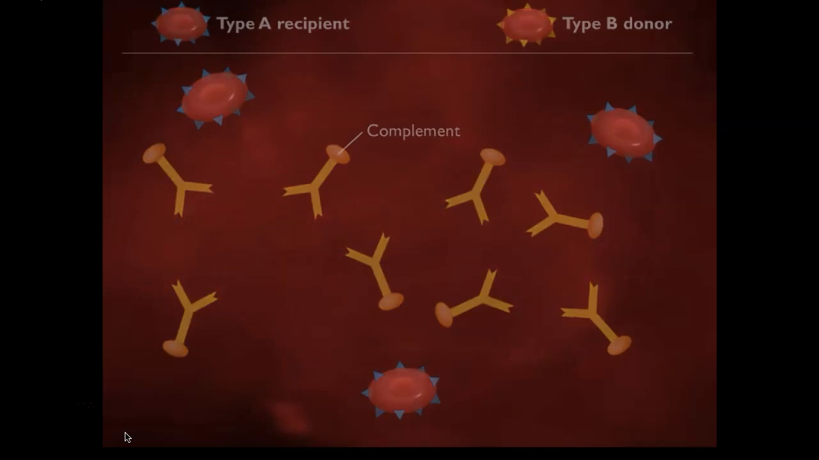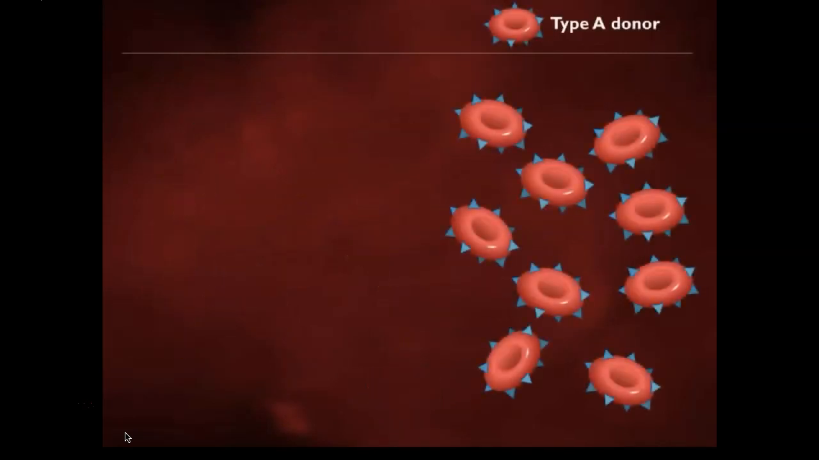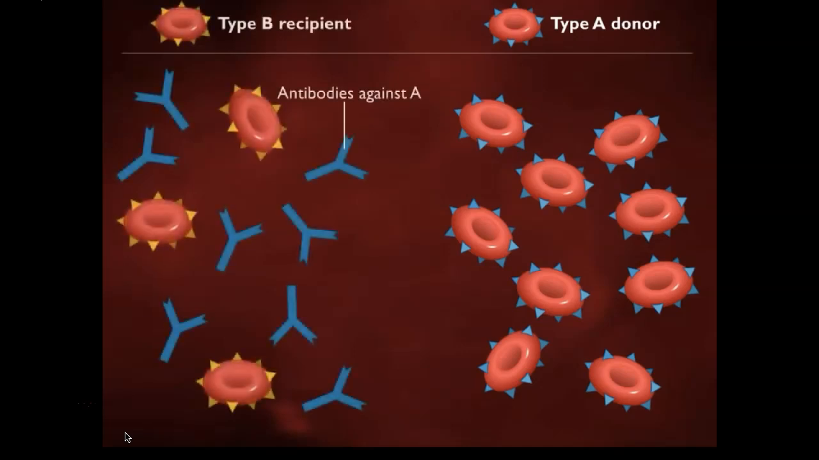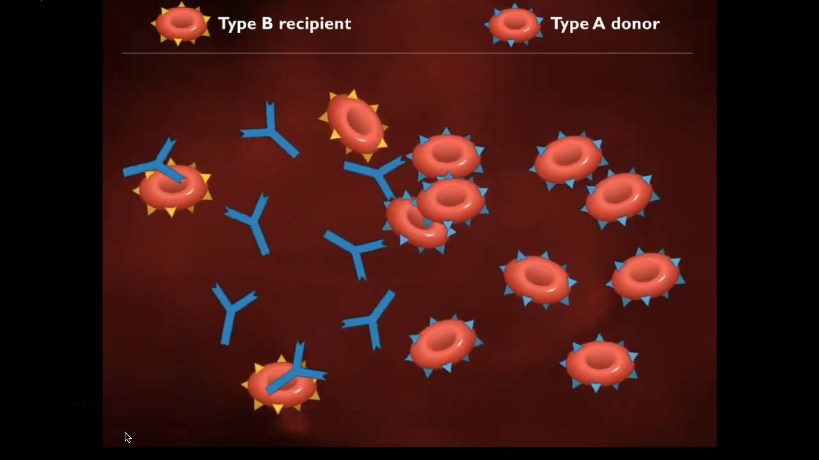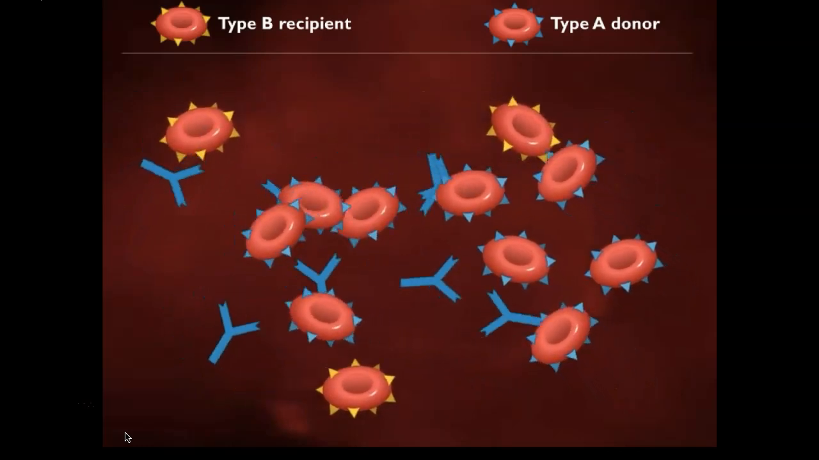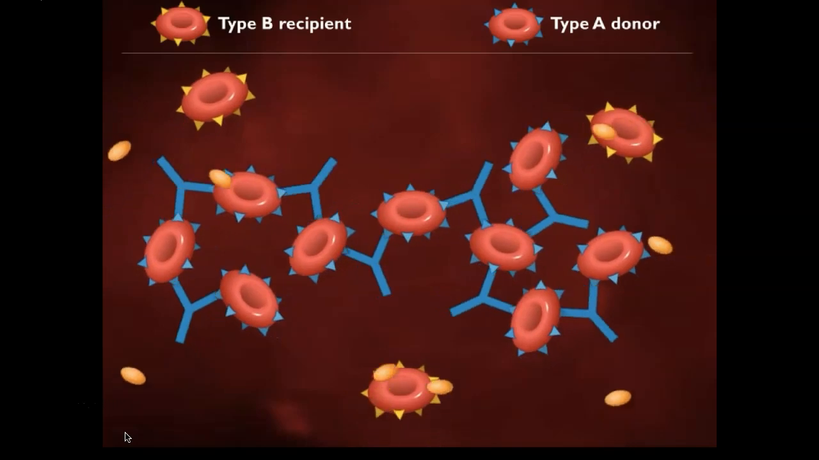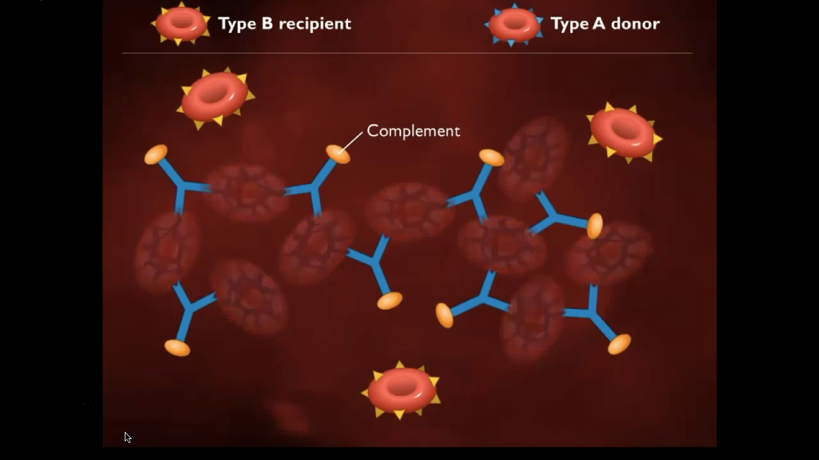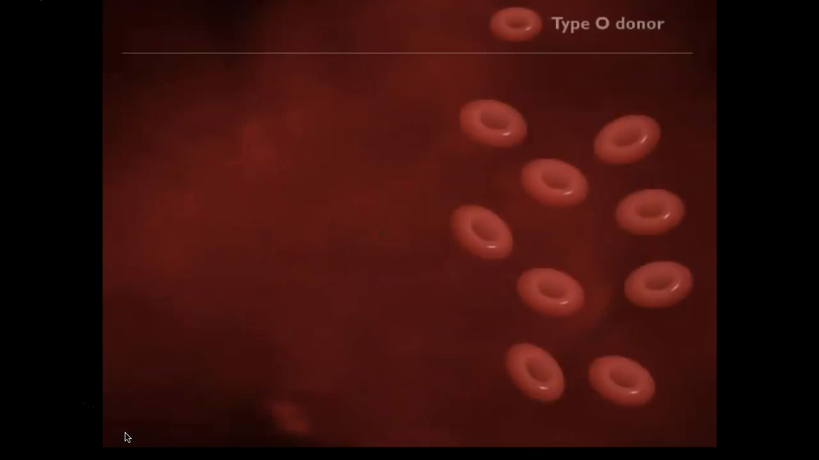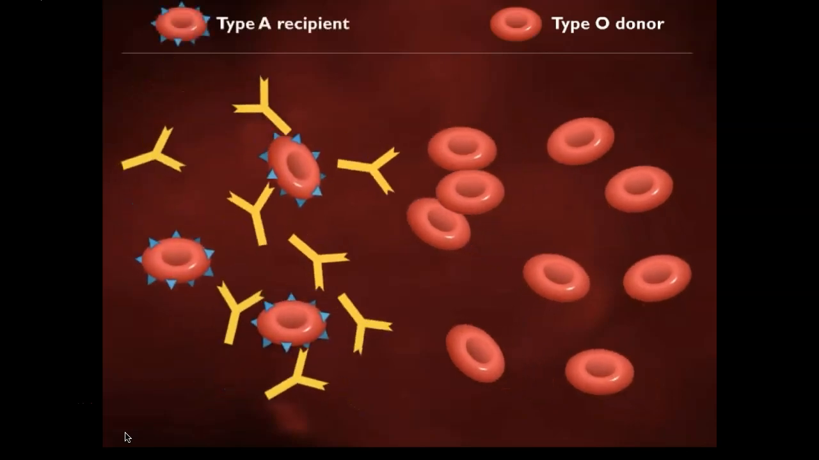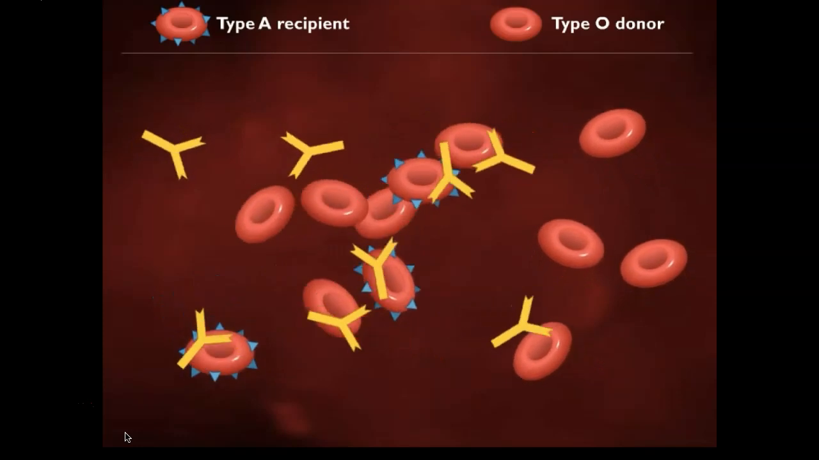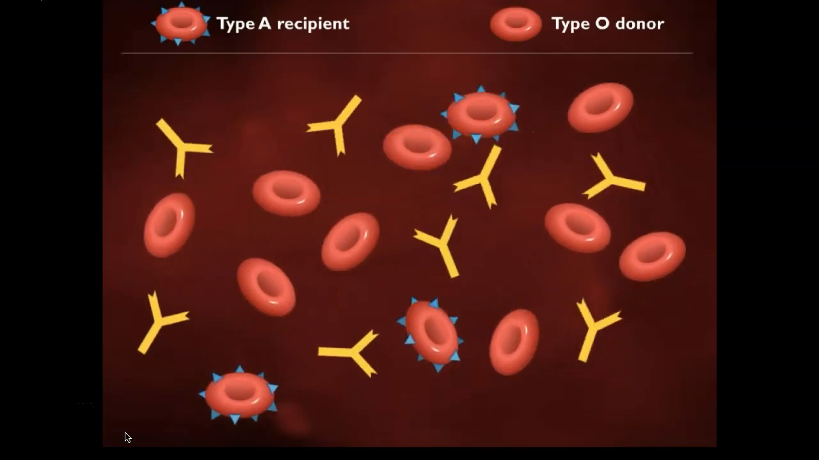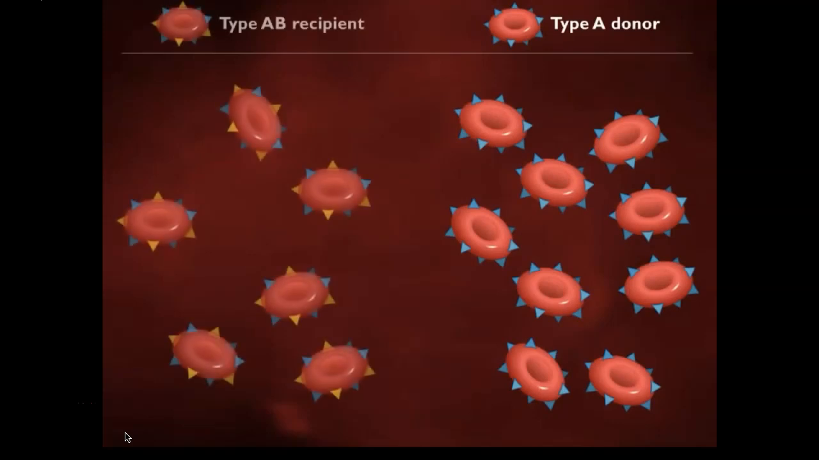If blood from a person who is type A is transfused into a person who is type B, antibodies present in the type B blood react with the surface antigens on the incoming red blood cells. This also leads to complement fixation and cell lysis. Persons who are type O lack A and B antigens on the surfaces of their red blood cells and are therefore universal donors. Persons with type AB blood lack antibodies against A or B antigens and are therefore universal recipients.